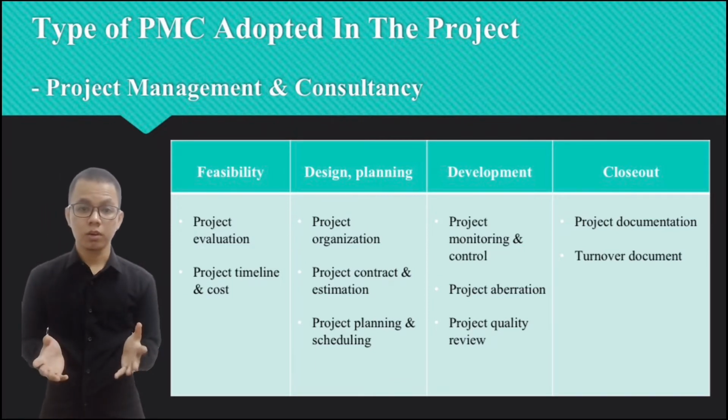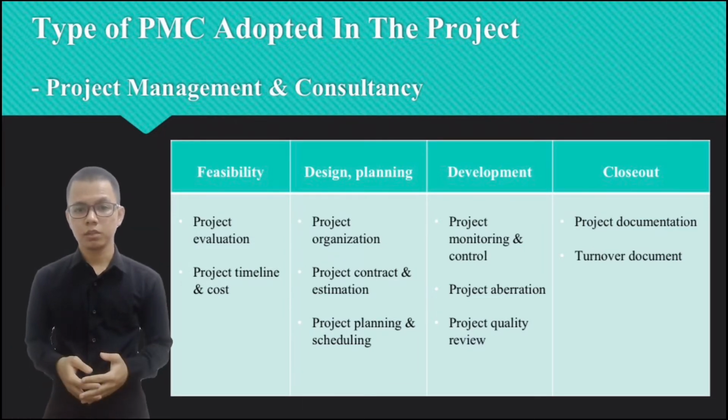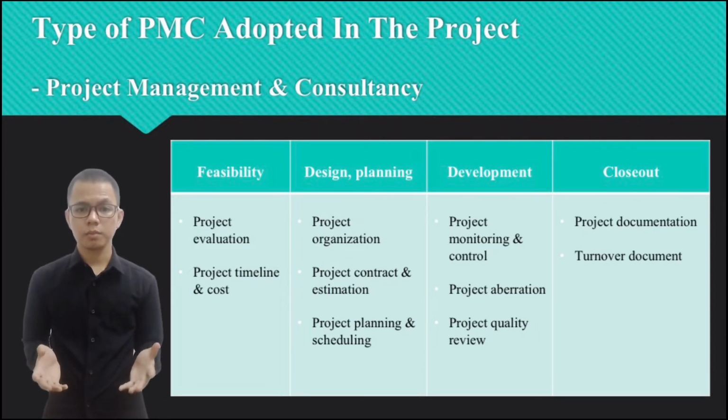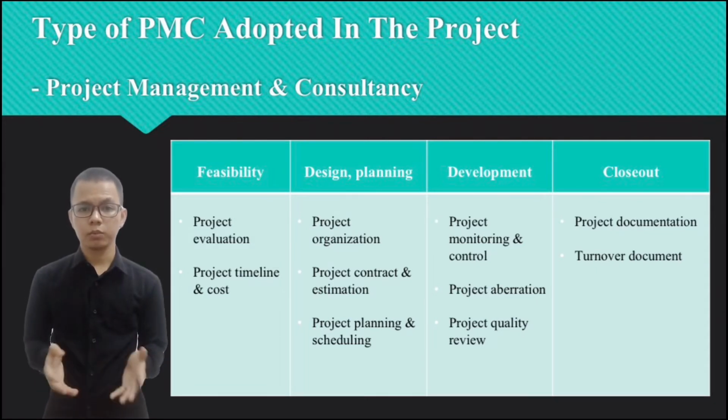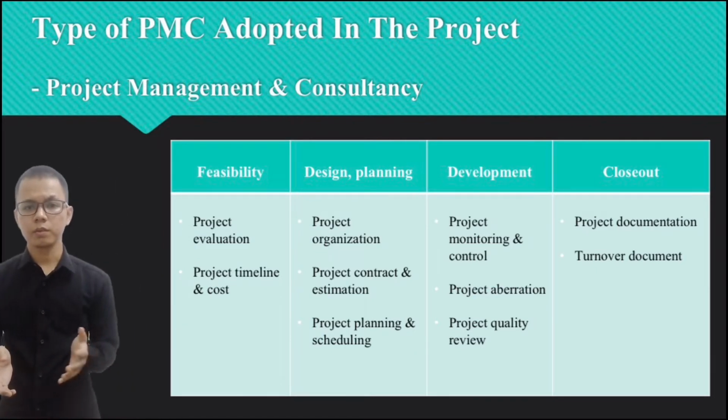First is feasibility. This is an evaluation of the project goals, timeline and cost to determine if the project should be executed. Next is design and planning. At this stage, all the tasks required to complete this project are listed and organized into the work breakdown structure. Next is development. This is where the project begins. In this phase, the project manager needs to assess the progress regularly to make sure the project meets the schedule and budget and also meets the owner's scope and quality requirements. Lastly is closeout. This phase begins just as the project completes. During the project closeout, we will have to turn over documents such as project documentation and turnover documents.